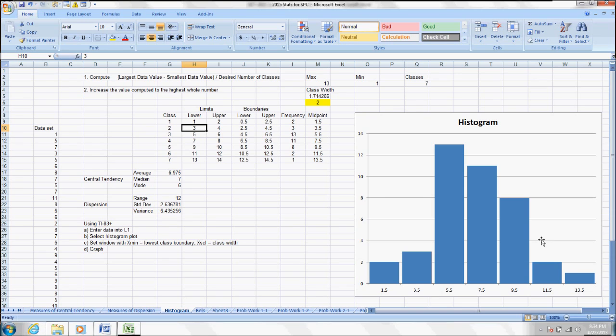You can also make this on your calculator. Just simply enter it into L1 of your data, or list 1. Select the histogram plot, and then set your windows. There's a value that you can set your X-min to, which is basically your lowest class boundary of 1, and your X scale value, which is your class width, which in this case is 2. And then you hit graph, and then it'll spit out something that looks similar to this.